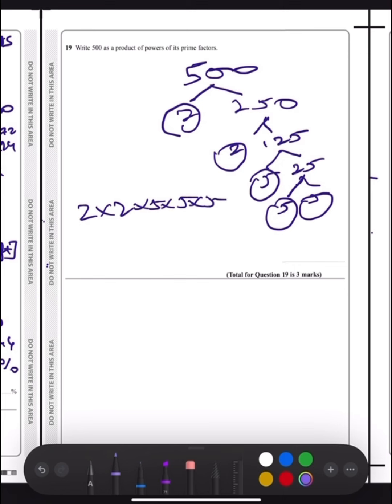So now what we do is we found out the prime factors. We know 2 and 5 are the prime factors. So 2 to the power of 2 because 2 is 2 times here, and 5 to the power of 3 because the prime factor 5 appears 3 times there. So we basically know the answer will be 2 to the power of 2 multiplied by 5 to the power of 3, which is the product of powers of its prime factors, the way they asked us to answer this question.